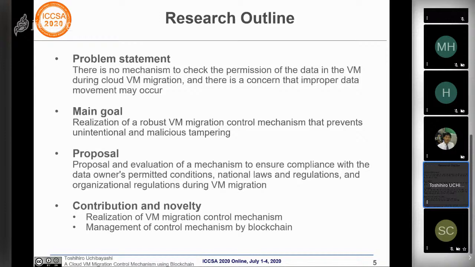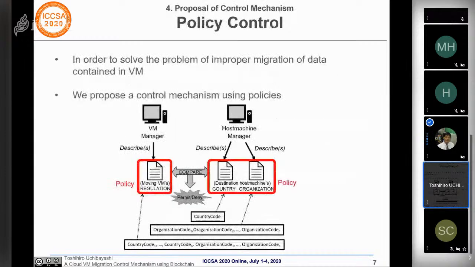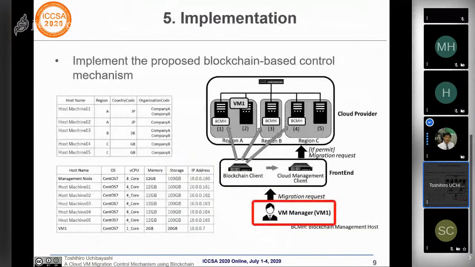Anyone else? Yes, sure. I have one question about the execution environment. Do you run the experiment in your own host or some cloud service? Can you explain your execution environment?